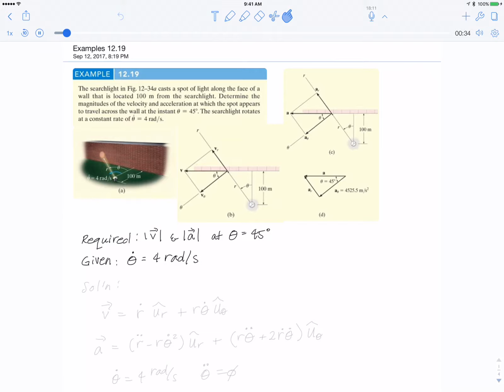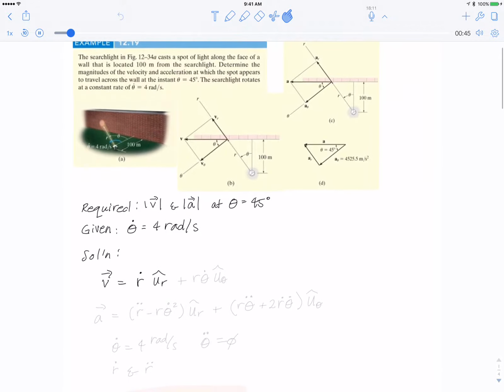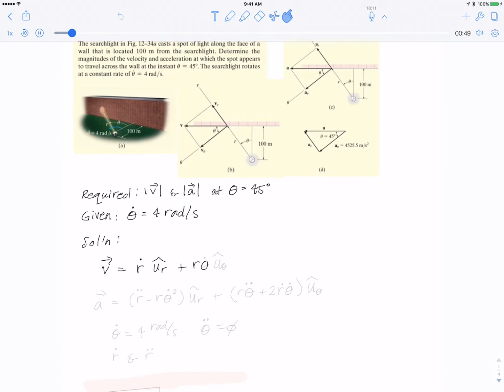To start this solution, what we need to do is write out the equation for the velocity and acceleration. So the velocity in polar coordinates, remember, is the rate of change of the radius, that's the velocity in the r direction, plus r times theta dot. Remember, the radius times the angular velocity equals the linear velocity, and that's happening in the theta direction.